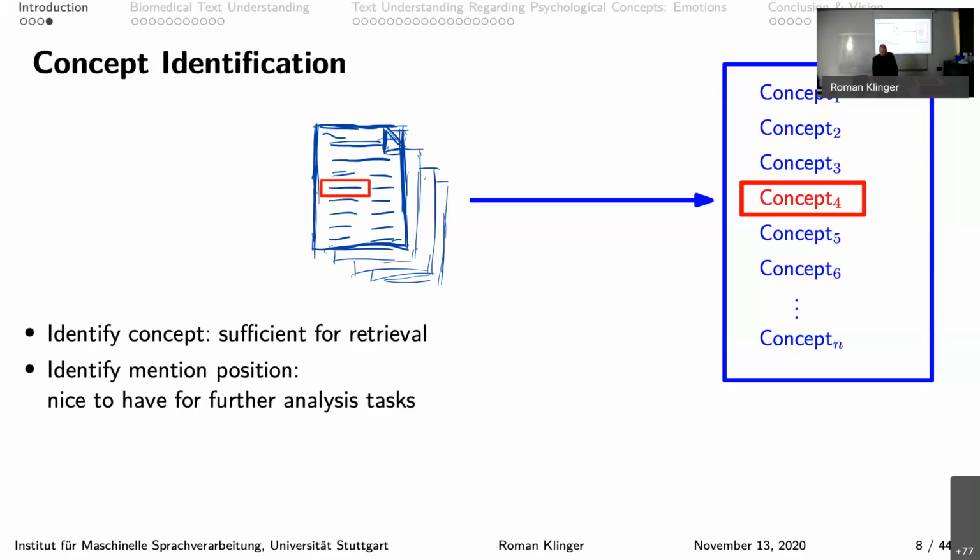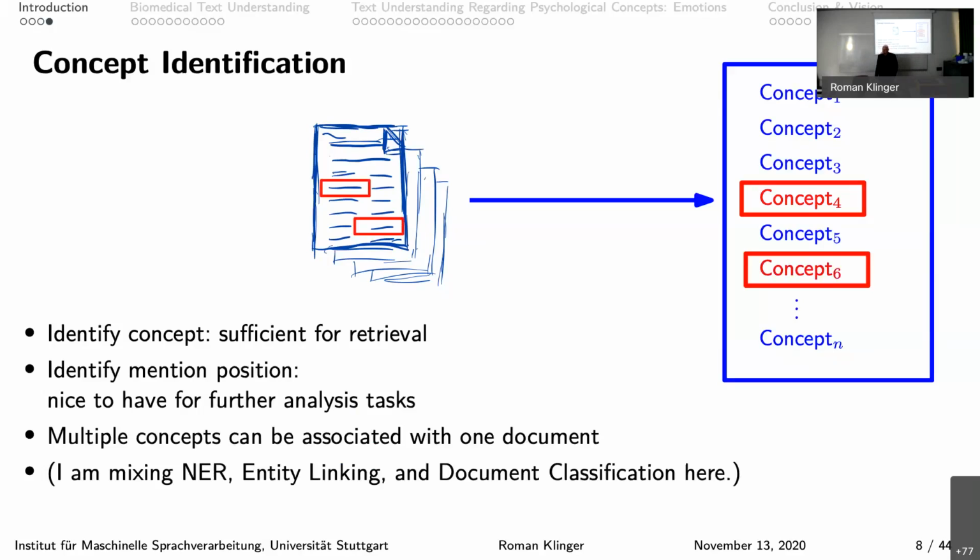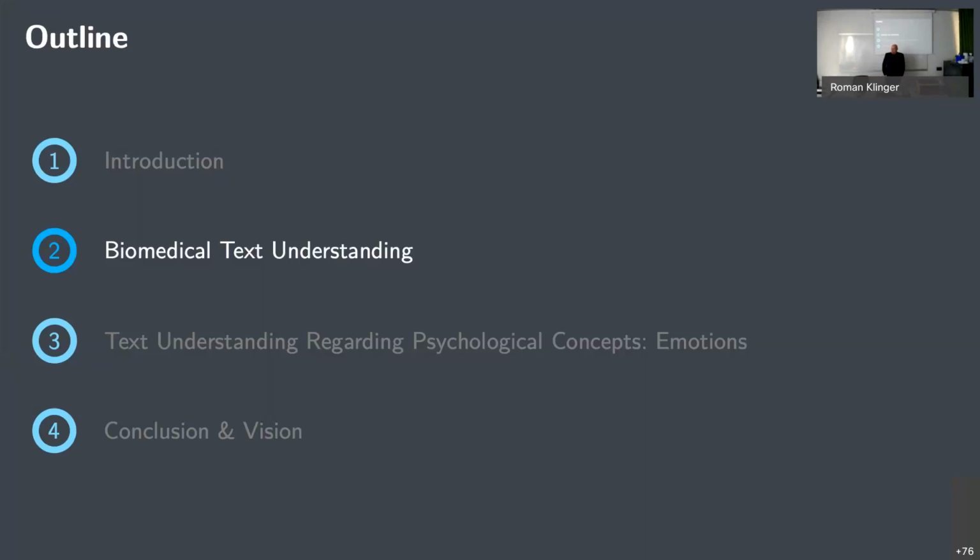It can be helpful for further downstream tasks, additional information. And of course, one document can be linked to more than one concept. So what I'm doing here now is I'm mixing a couple of classical natural language processing tasks. I'm mixing named entity recognition, entity linking, normalization, and document classification here. And I do that such that I can talk about these different tasks somehow in a joint manner. So now I hope you're curious, and I'll get started with biomedical text understanding.